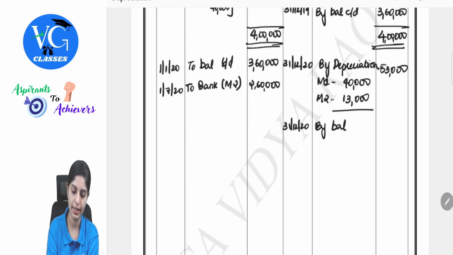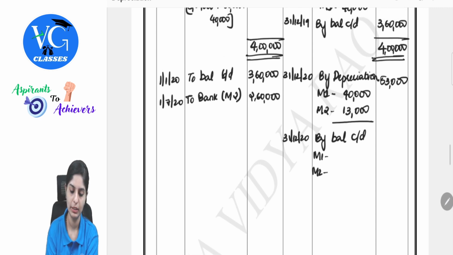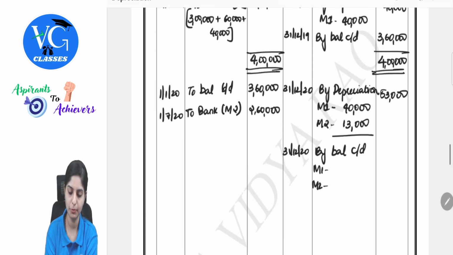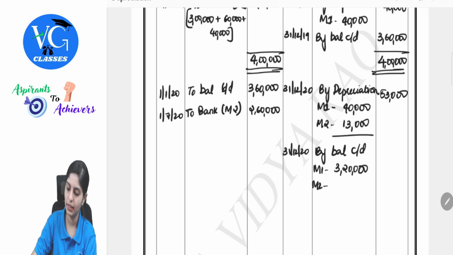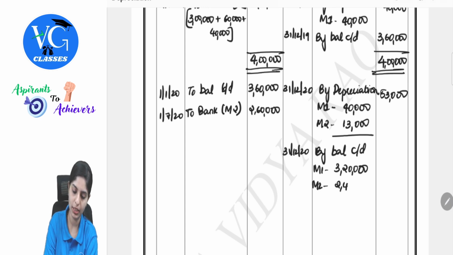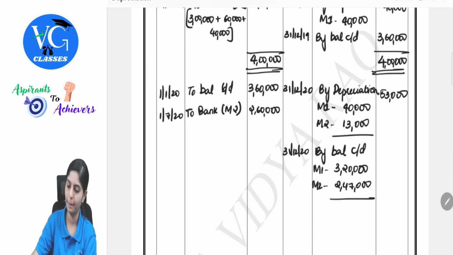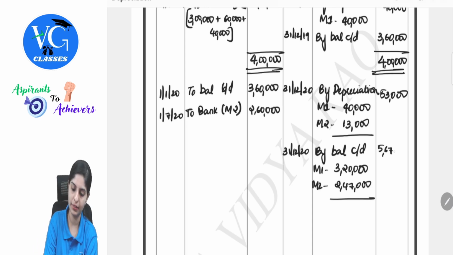By balance carried down, machinery 1 and machinery 2, 3,60,000 minus 40,000 will be 3,20,000. 2,60,000 minus 13,000 will be 2,47,000. This is 567.